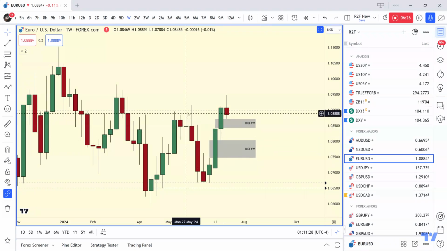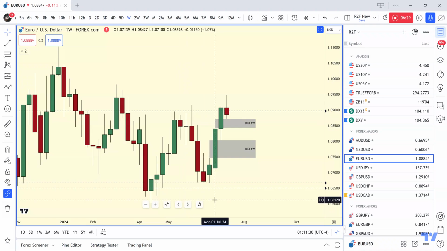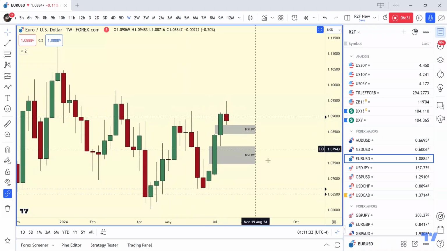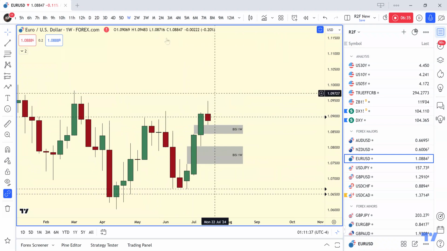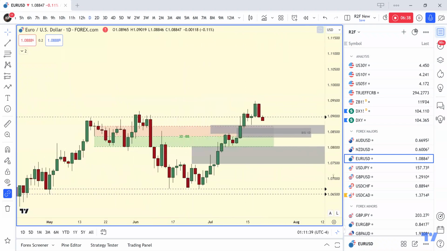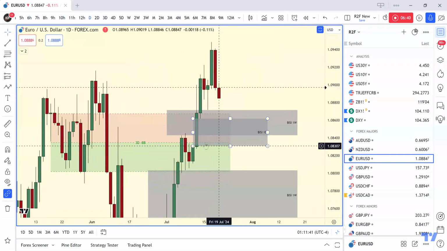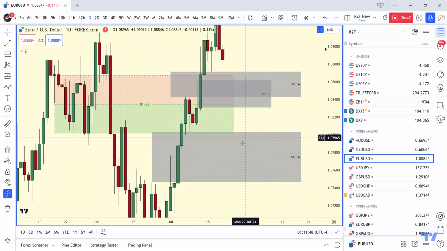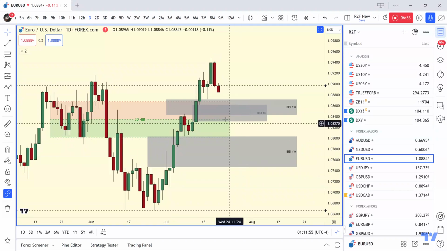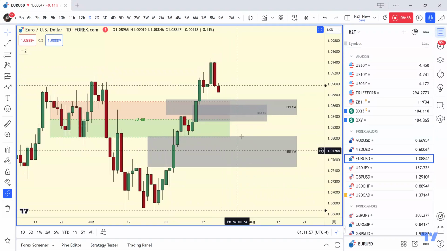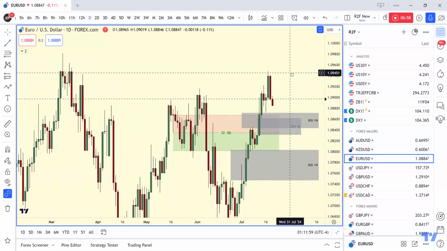You could call it a breaker. Didn't take liquidity or anything, so call it a mitigation block. But it's possible that we bounce off of that. I think on the daily we have a little bit more insight. We've got the nice order block here, so we may trade into this area on the daily. I don't think we'll come down here. If we do come down here, I think we might get quite a fast reversal back to the upside.